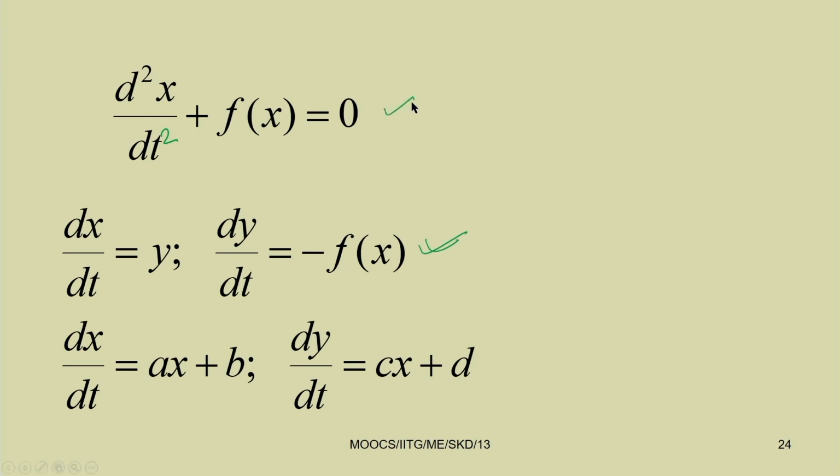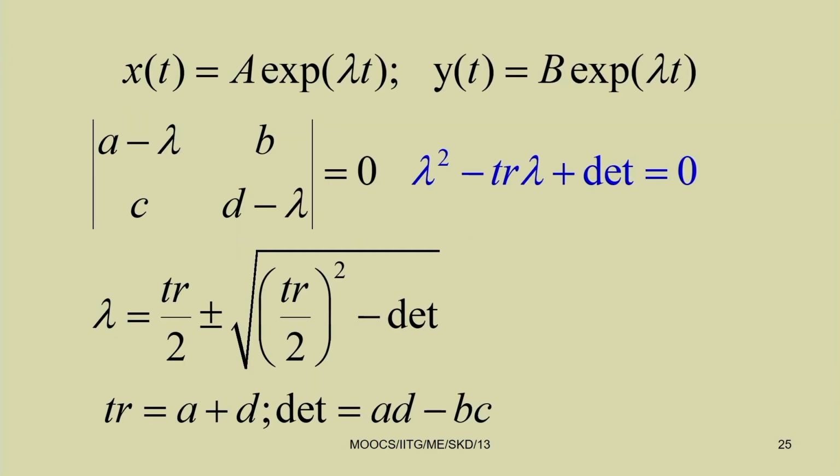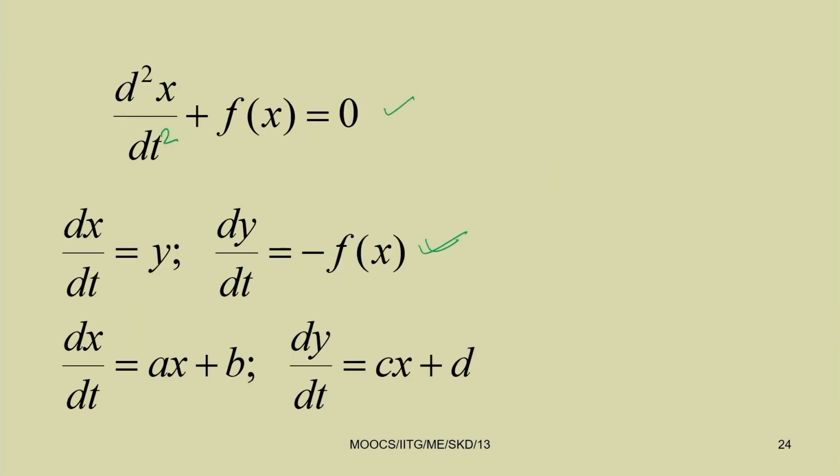Now if you linearize these equations, or if they can be written in linear form, you can write dx by dt equal to ax plus by. Similarly, dy by dt equal to cx plus dy. If you assume the solution, for example, let us assume x(t) equal to a e to the power lambda t and y(t) equal to b e to the power lambda t, then dx by dt will be equal to a lambda.